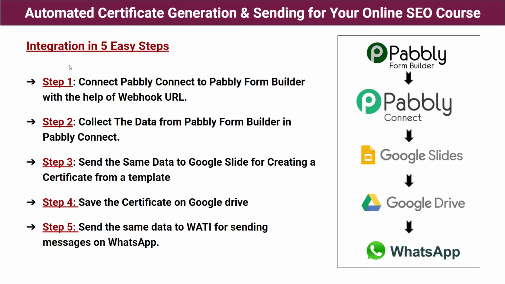So guys, these are the 5 easy steps by which you can also make this integration and automate certificate generation for your online course. So step 1 is connect Pabbly Connect to Pabbly Form Builder with the help of webhook URL. So first of all, we are going to connect Pabbly Connect with our form. Second step is collect the data from Pabbly Form Builder in Pabbly Connect. So in second step, we'll bring the data from our Pabbly form here in Pabbly Connect.